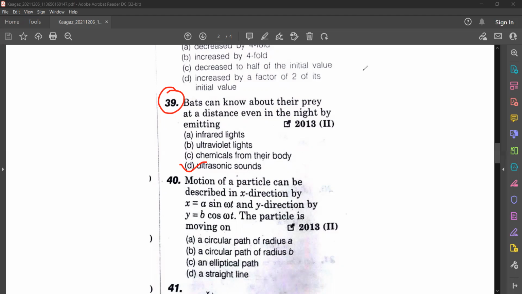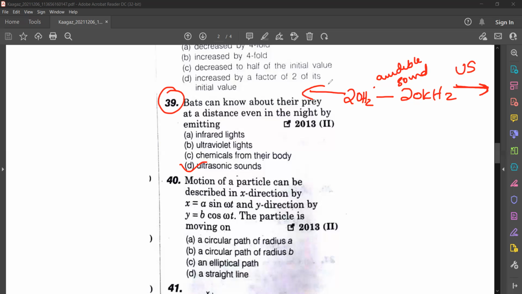So what is ultrasonic, infrasonic, etc.? Ultrasonic sound means the sound that is above 20 kilohertz. Sound that is above 20 kilohertz is known as ultrasonic sound. Sound that is between 20 hertz and 20 kilohertz is audible sound, or the sound that will be heard by humans. Then above 20 kilohertz, that is ultrasound. Then below 20 hertz, it is infrasound. Okay, so ultrasonic sound is above 20 kilohertz and it is produced as well as detected by bats.